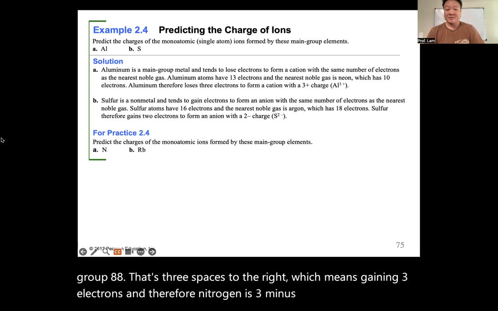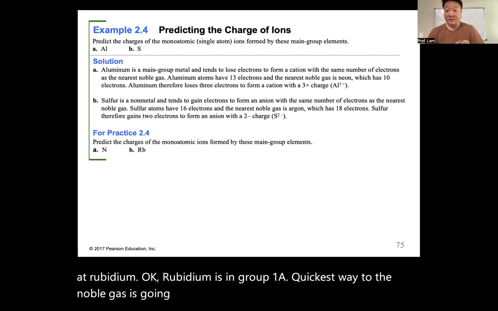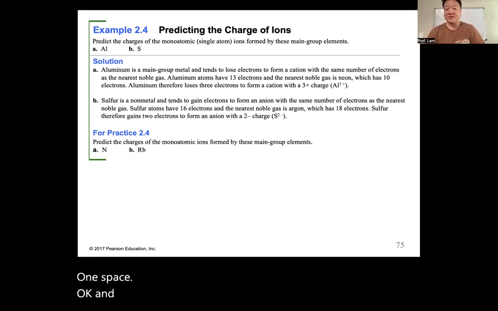All right, now look at rubidium. Rubidium is in group 1A. The quickest way to the noble gas is going left. You're going to go left 1 space, and so therefore it's going to be 1 plus. That means losing 1 electron is 1 plus.